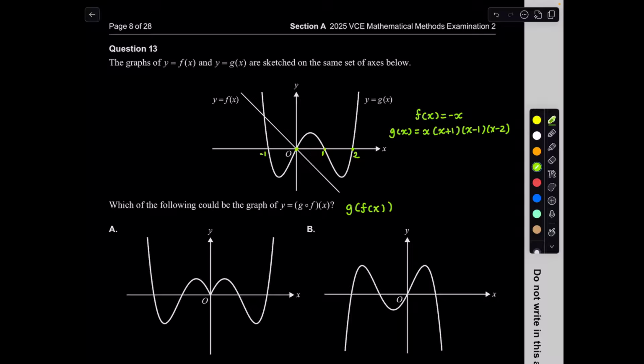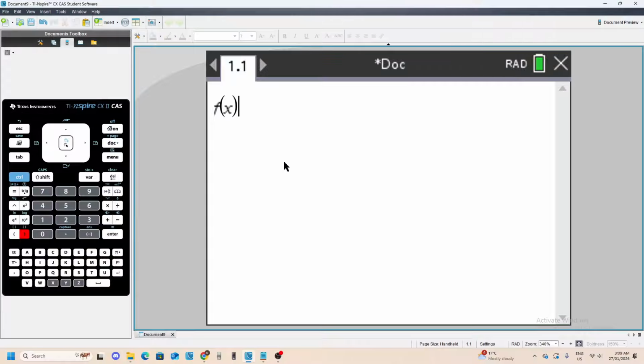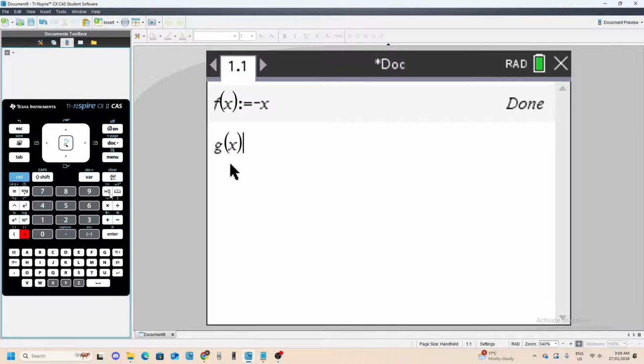I'll also show you how you would do it conceptually. And I'm not gonna lie, this is one of the ugliest questions, because it's nice that you can easily make functions for it and straight away do it with the calculator. It's so much easier. But I will also show you how you would approach it normally. So let's first define it. f of x is negative x, and of course g of x is x times x plus 1, x minus 1, x minus 2. And that is it.